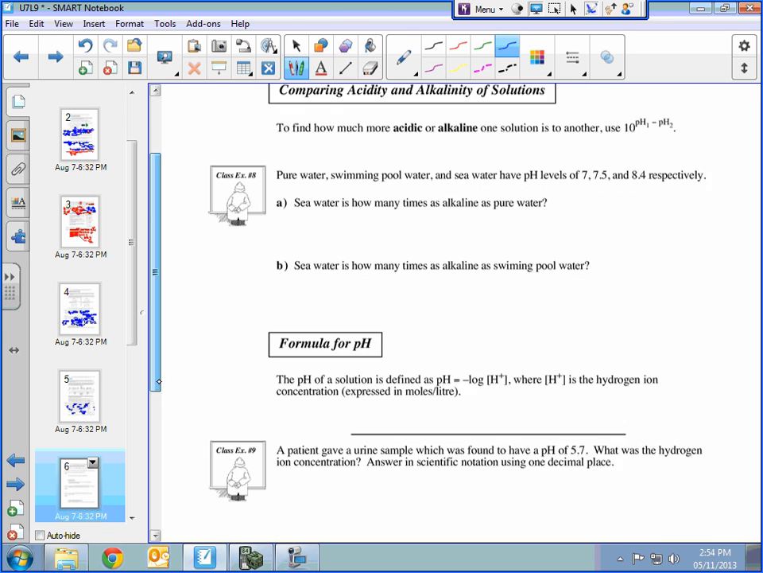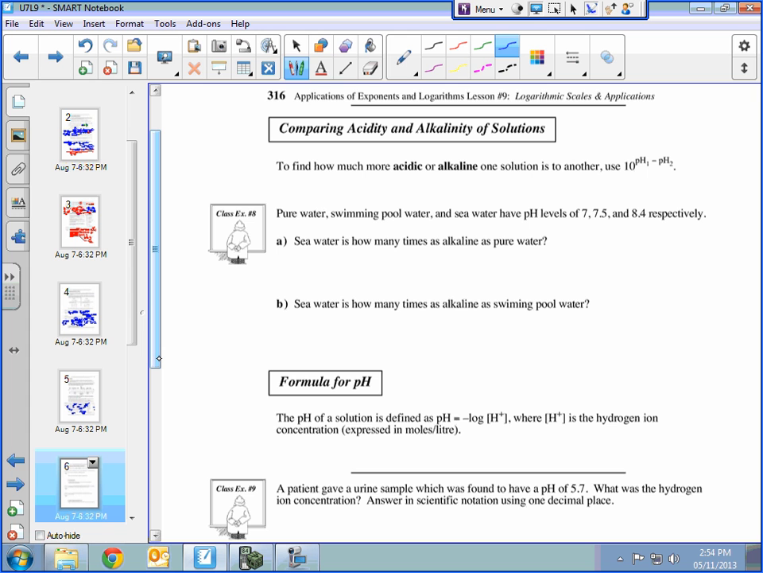Okay, so let's do these really quick and we'll be done. Okay, guys, focus, please. We need to get done this. We're almost done.